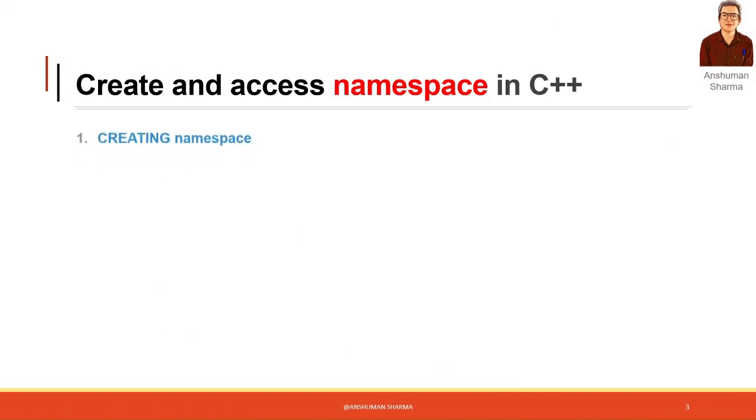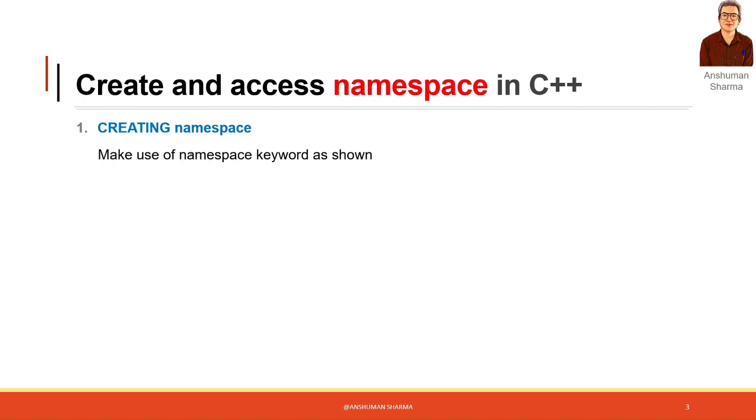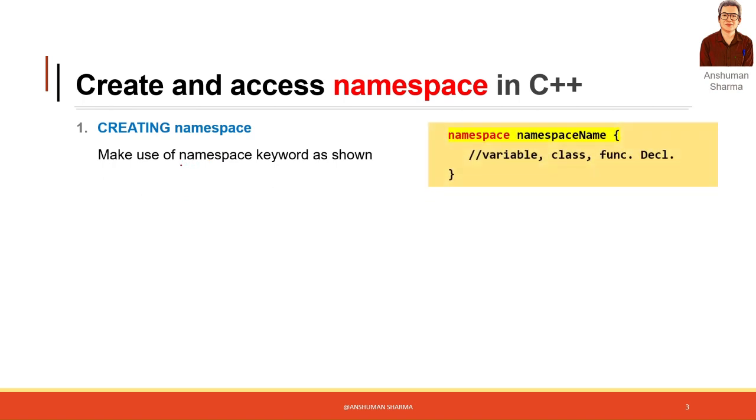Now, to create a namespace. A namespace can be created using the namespace keyword, followed by the name of the namespace that we have to provide, and followed by all the declarations, as we showed in the previous example, where we used int x is equal to something. Similarly, any function or anything can be added. So this is how we have to use it.